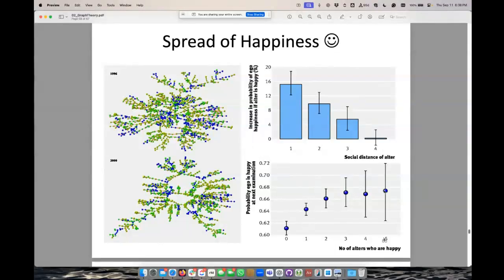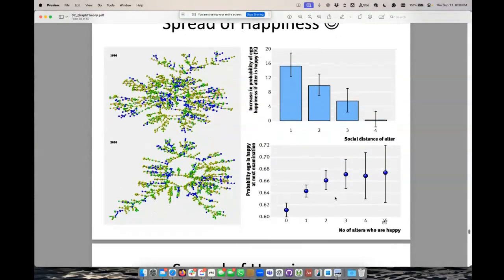So no more noticeable increase in happiness is observed after three alters, meaning the maximum happiness can be obtained if you have three happy neighbors. So you don't have to please everyone. That's the conclusion here. You just need a few happy friends and then you're all set, right?